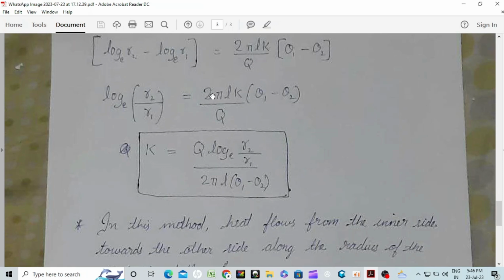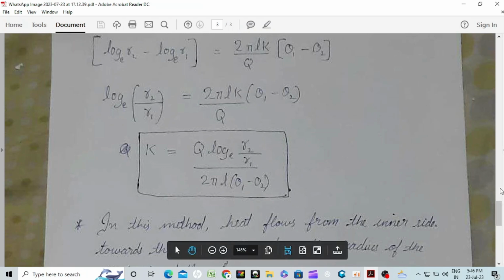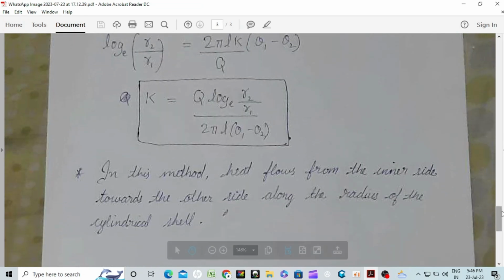And on the right we write it as it is, 2 pi L K by Q into (theta 1 minus theta 2). Now keeping K on the LHS and bringing other terms to the RHS, we get K is equal to Q times log to the base e r2 by r1, divided by 2 pi L into (theta 1 minus theta 2). This is our required equation for the thermal conductivity of the cylindrical tube we have taken.